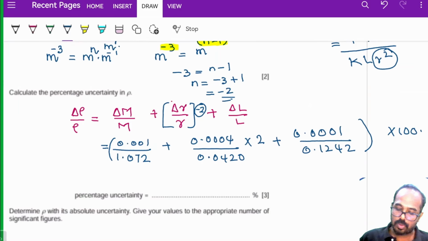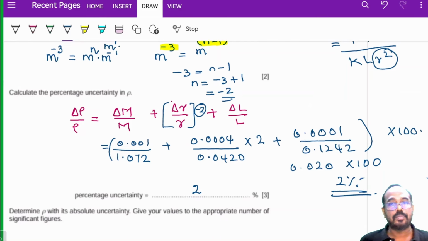So when you substitute all these values in your calculator, you will get 0.020. Then you need to multiply with 100. That means 2%, 2.0%. So you can write it in single significant figure, which is 2%. So the answer will be 2%. I hope you got this right.